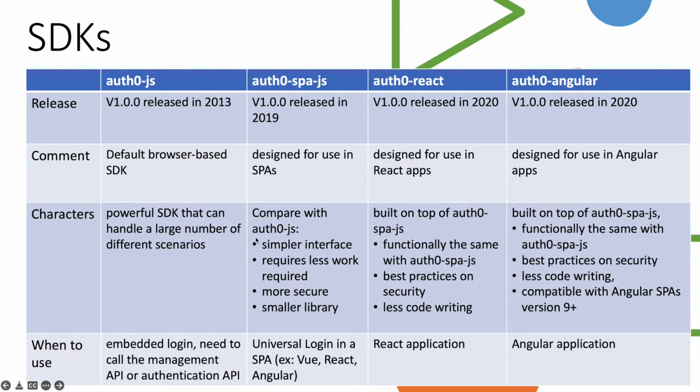For Auth0-SPA-JS, compared with Auth0-JS, it has a much simpler interface. For developer, it requires less work to complete. Also, this SDK is using a more secure protocol. Auth0-SPA-JS using a smaller library, which means it reduces the build time compared with Auth0-JS. So when should we choose this SDK? When you are using universal login in a single-page application, you should choose this one.